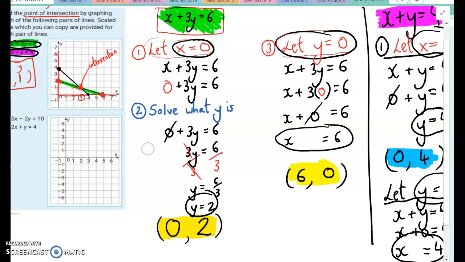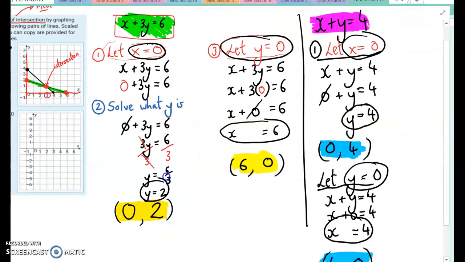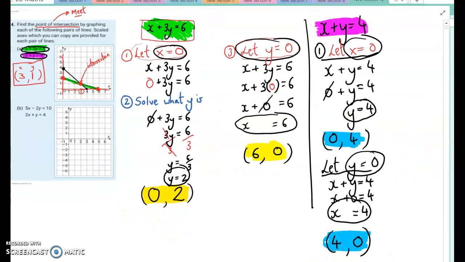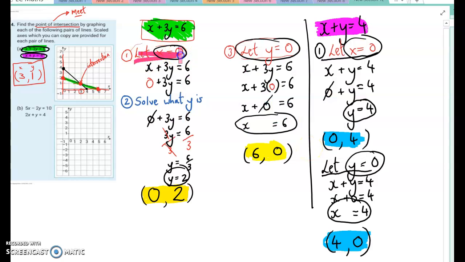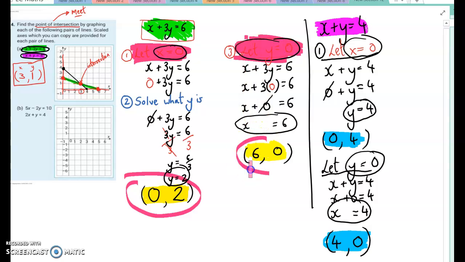You start off on the first equation by letting x equal 0. Let's get a color here now, a nice color pink. You let x equal 0 and you solve. That will give you a coordinate. Then you let y equal 0, and you solve it. That will give you a second coordinate. And when you have two coordinates, you can draw a line. We did it over there.